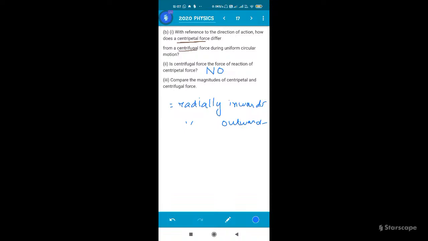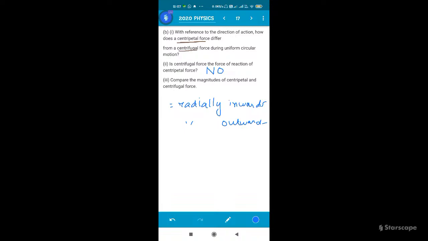And as a result, we cannot say that they are the reaction forces of each other. And moreover, they do not act from the same point. They act at two different points. Although their direction is opposite, their point of acting is different. The point from which they are originating is also different. So they cannot be reaction forces of each other. Alright, I hope it is clear.